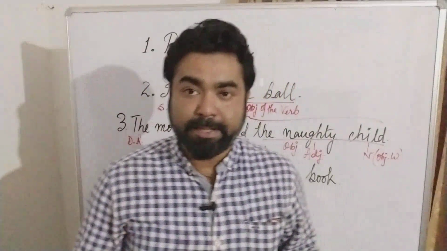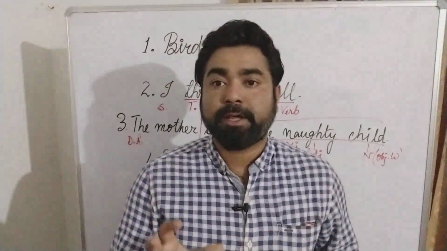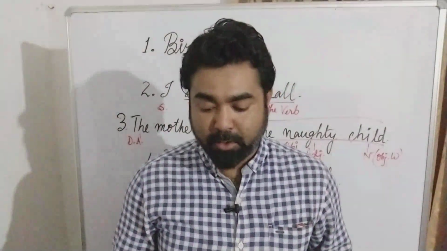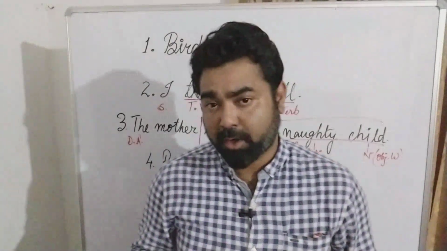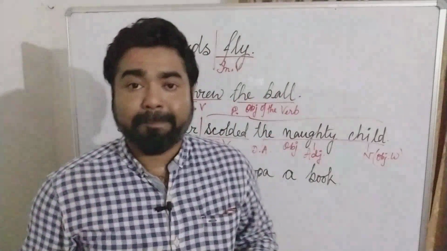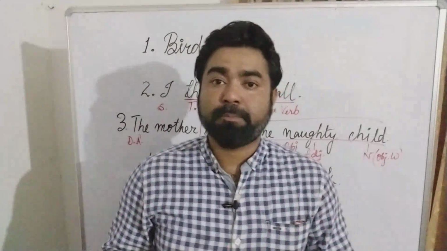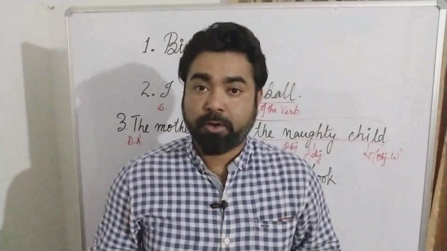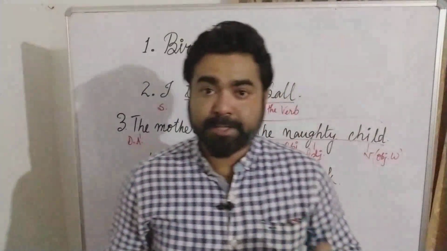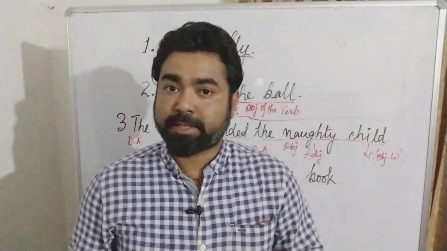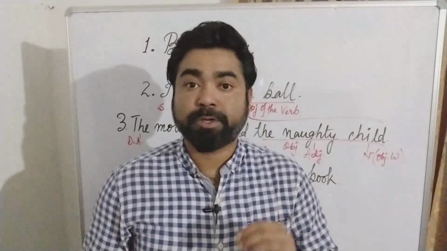The next part tells us about direct and indirect object. Normally, when we get a sentence and there is only one object, we are going to call it an object of the verb. But sometimes it happens that a verb has two objects. Only in those cases we have to identify which object is the direct object and which object is the indirect object. How do we do that?